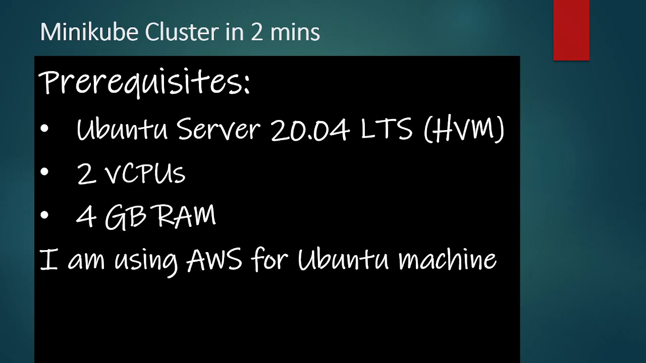So the prerequisites first: what do you basically need to do this particular setup? I am making use of Ubuntu Server 20.04 LTS, and it should have a minimum of 2 virtual CPUs and 4 GB of RAM. Just to tell you, I am using AWS to instantiate the Ubuntu machine.